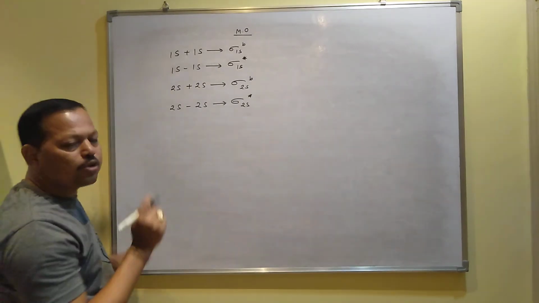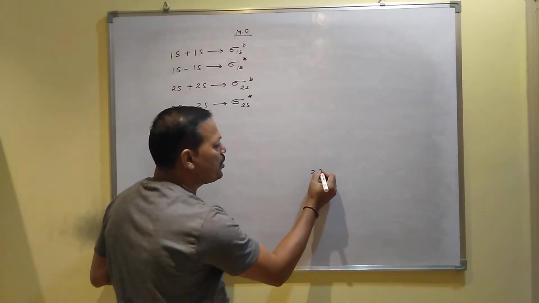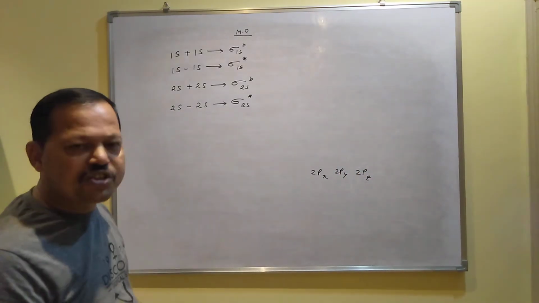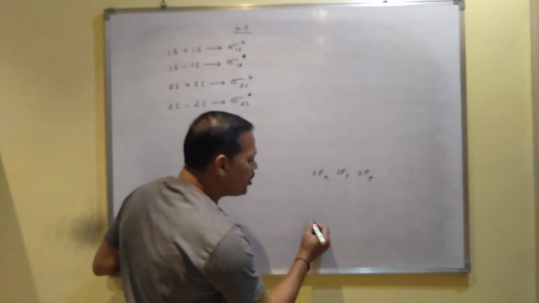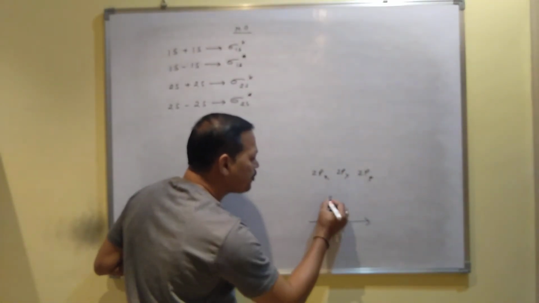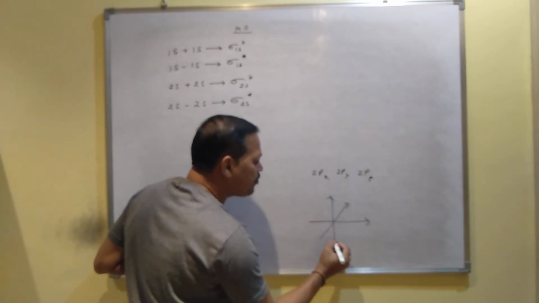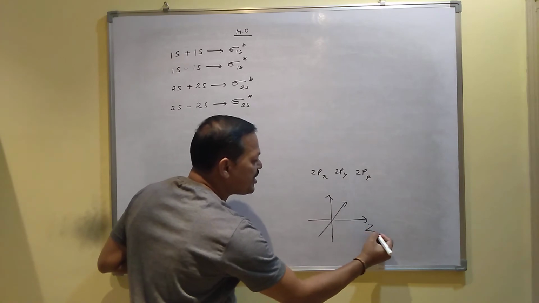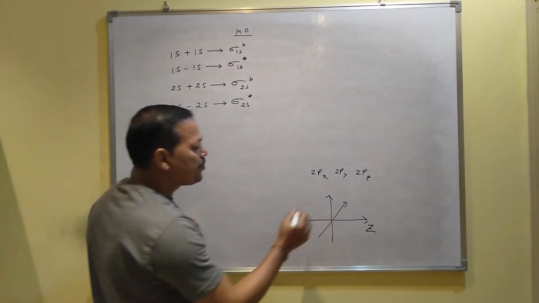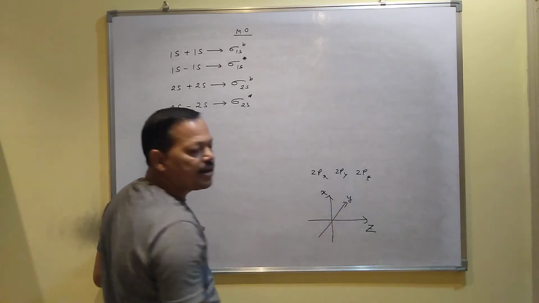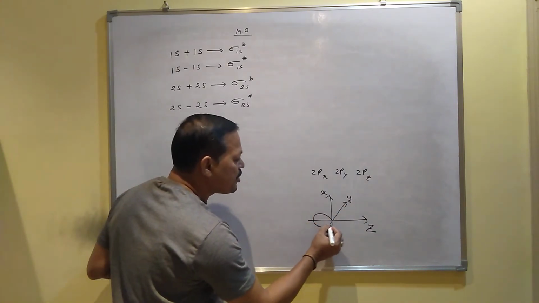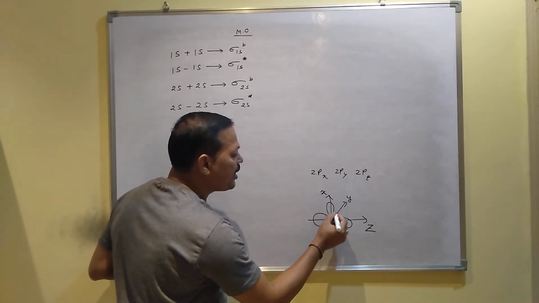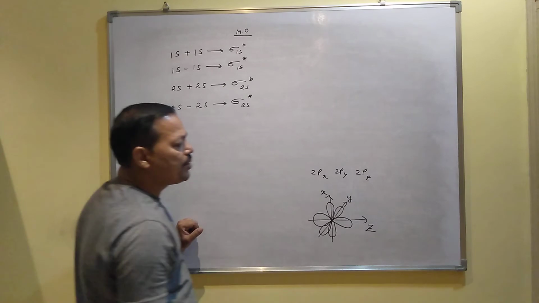Similarly, in case of 2p, as you know, one is called 2px, one is called 2py, one is called 2pz. The 2p subshell contains 3 orbitals. In molecular orbital theory, one thing you should know, because p orbital can form sigma also, pi also, the internuclear axis is always considered as the z axis. This is considered as x and this is considered as y. So this p orbital is called the pz orbital, this is the px orbital, and this is the py orbital.